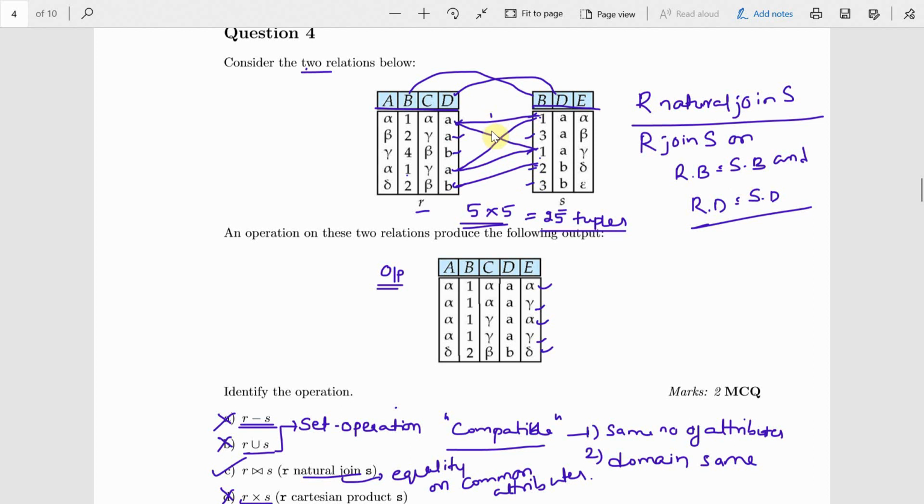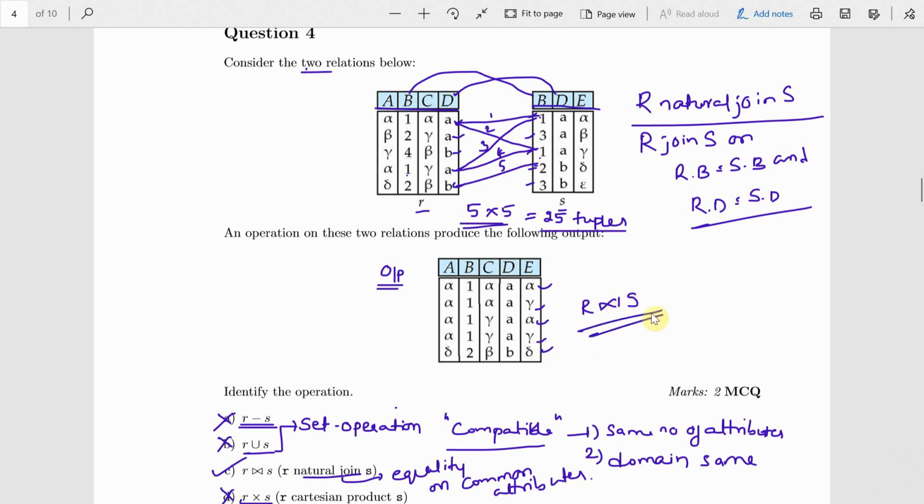So how many tuples do we have in the output? 1, 2, 3, 4 and 5 tuples in the output. These are the 5 tuples. So the answer for this question is option C, that is, the result is the same as R natural join S.